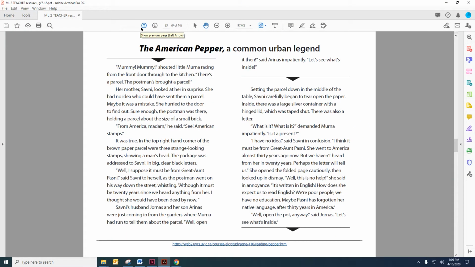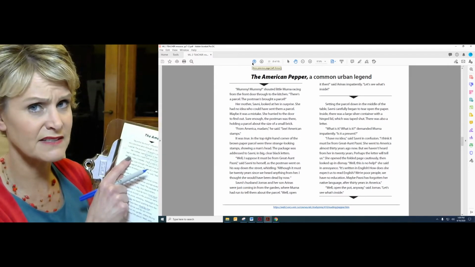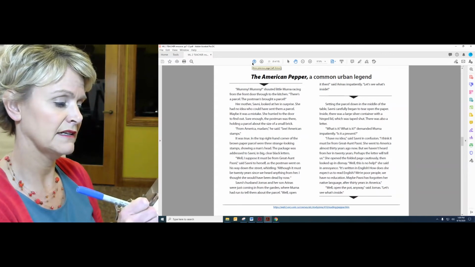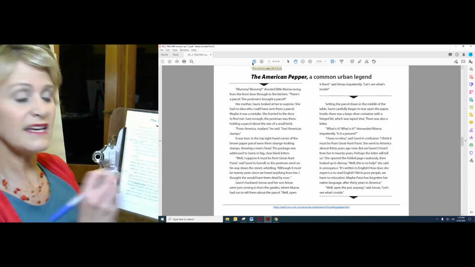"Her mother, Savni, looked at her surprisingly. She had no idea who could have sent them this parcel. Maybe it was a mistake." Right there, she's thinking, I have no idea who would have sent this. Mark it. I'm going to squiggle line, no idea. Squiggle line, and I just write think. She's even thinking it's a mistake.